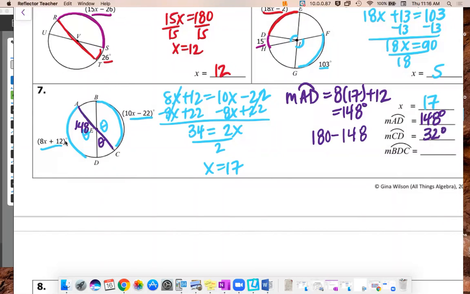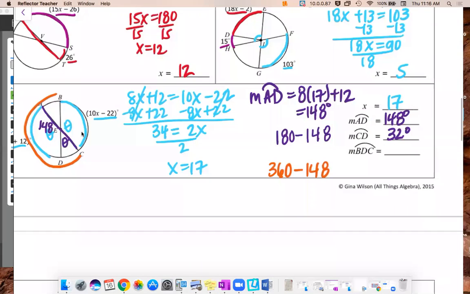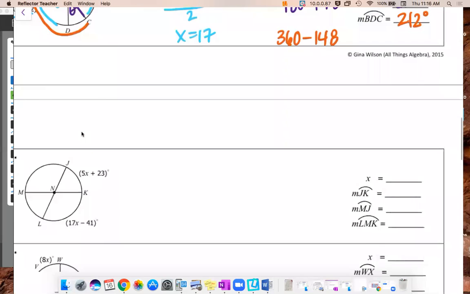And then the very last thing we're going to find is the measure of arc BDC. So that's going this whole direction because you go from B to D to C. And so the only thing that's excluded is this angle right here, which we know is the same as this angle, which is 148. So to get this last one, you're just going to do 360 minus 148. And then you should end up with an answer of 212 degrees. So that's how you work through these problems.